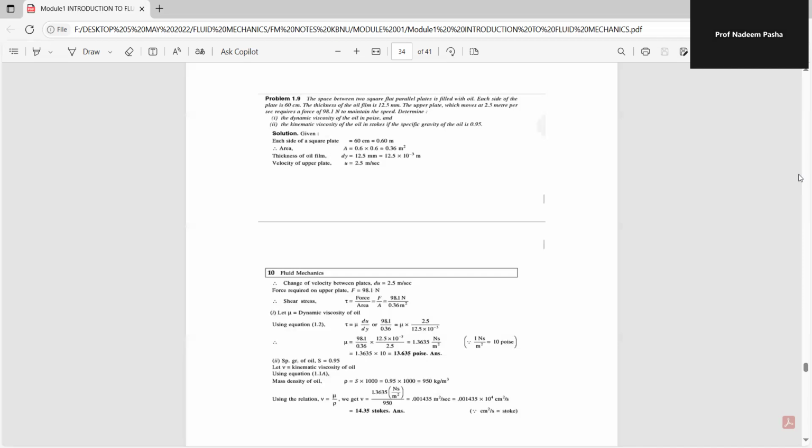दो स्क्वायर प्लेट हैं जिसके बीच की जगह किससे भरी हुई है? ऑयल से. The space between two square plates, parallel plates, is filled with oil.